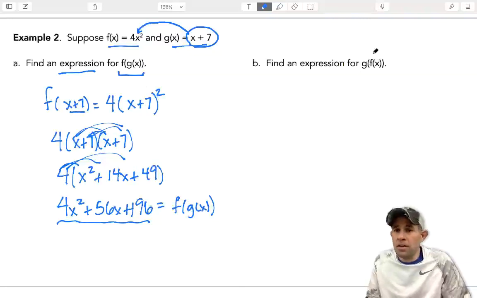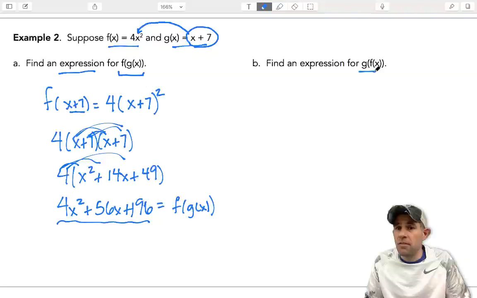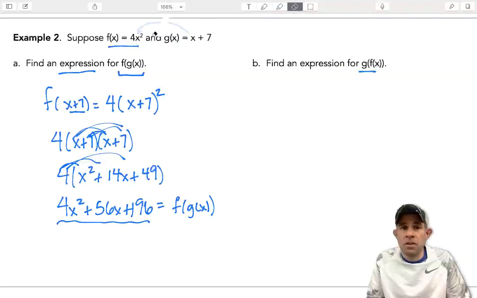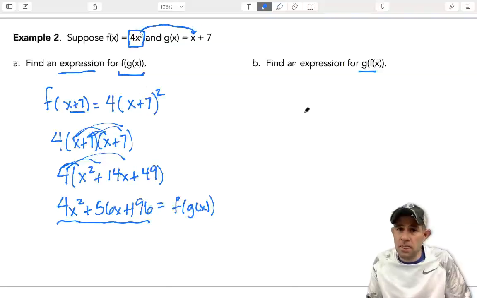All right, now let's switch that around and write the expression for g of f of x. So keep in mind, we're just going to go the other way. We're going to take our function for f of x, which is 4x squared, and we're going to substitute it into the expression g of x wherever we see the x.